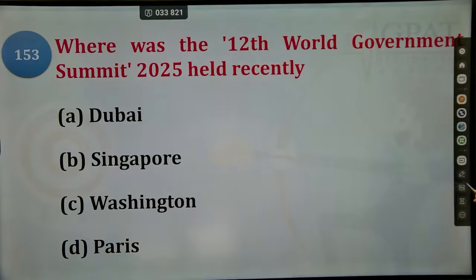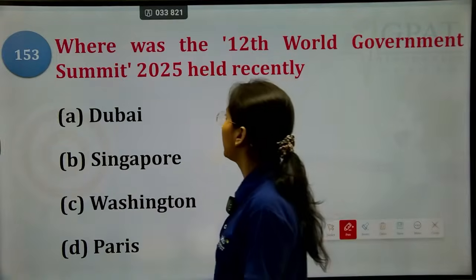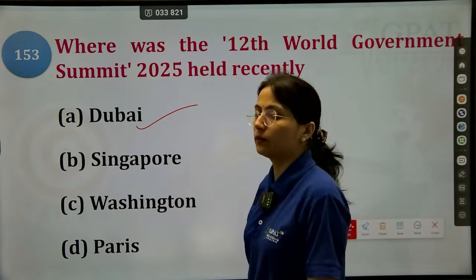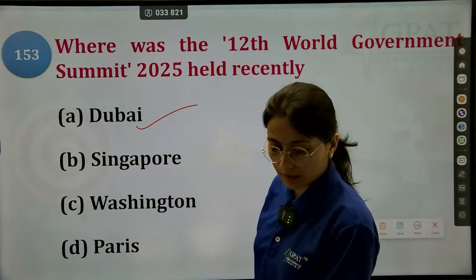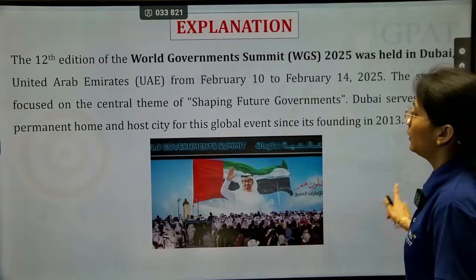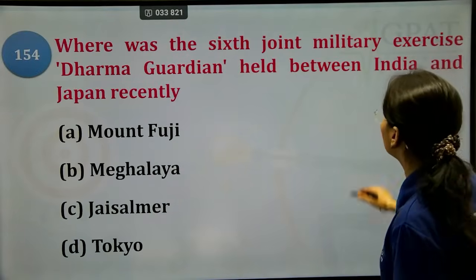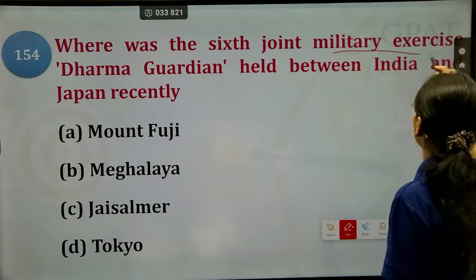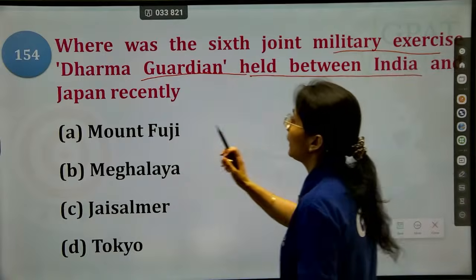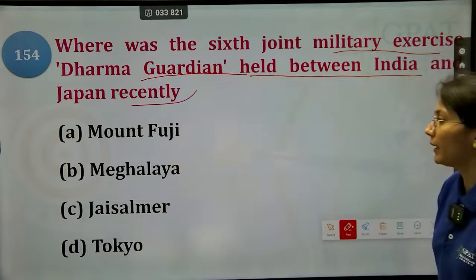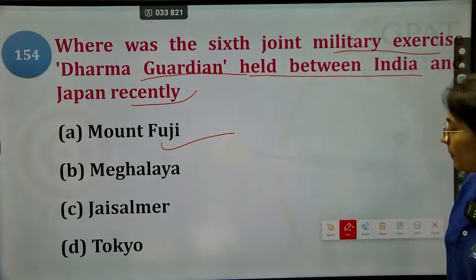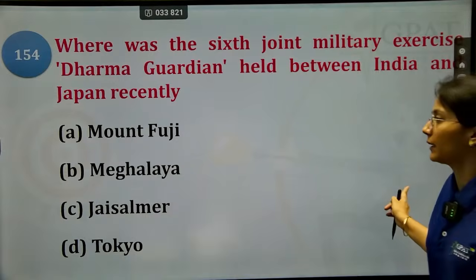Where was the 12th World Government Summit 2025 held recently? Dubai, Singapore, Washington, Paris. The correct answer is Dubai. Next, where was the sixth joint military exercise Dharma Guardian held between India and Japan recently? Mount Fuji, Meghalaya, Jaisalmer, Tokyo. The answer is Mount Fuji, in Japan.